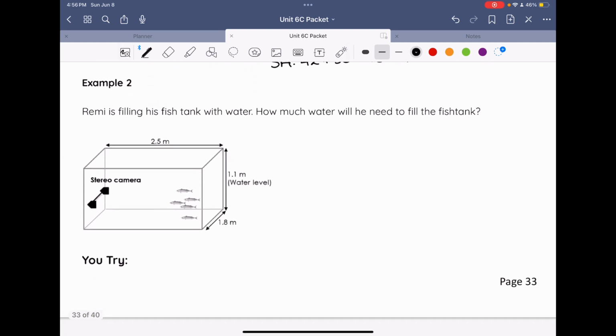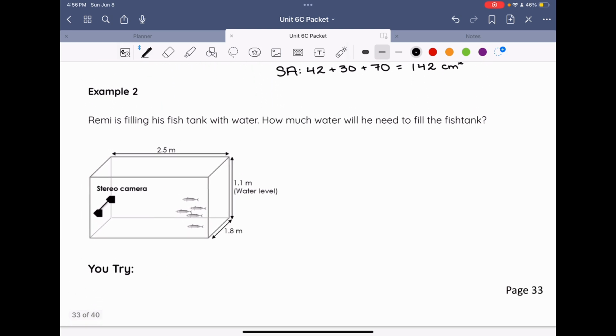It says Remy is filling his fish tank with water. How much water will he need to fill the fish tank? Well, this is the example that I used not too long ago. So remember, we're filling his tank. So fill the fish tank. Well, if we're filling something up, that's the inside of my shape. So that's going to have to do with volume.